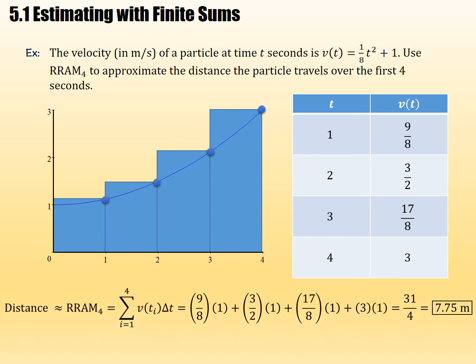For AP, they're going to want to see this setup, that your distance is approximately RRAM. RRAM is exactly the sum of those function heights times the widths of the rectangles. Since my widths are the same throughout the whole problem, you could factor that out, and this time I get 7.75 meters. Making clear that I get meters because my y units were meters per second and my horizontal units were seconds. And if you multiply meters per second by seconds, you get meters, distance.